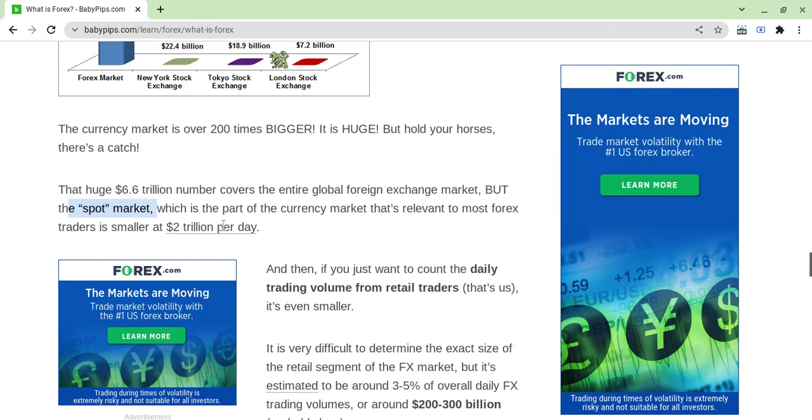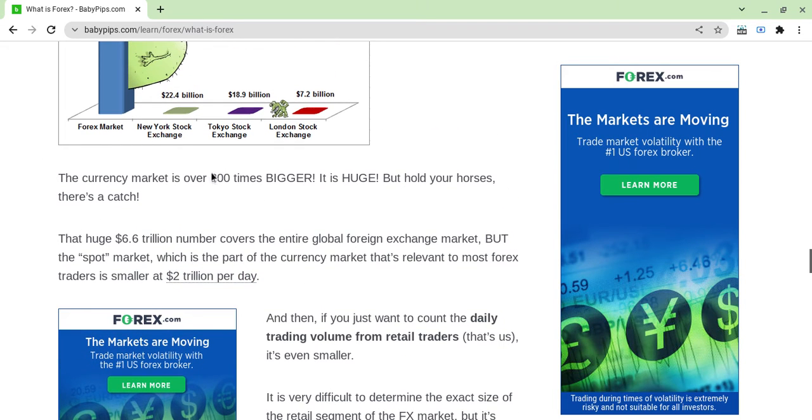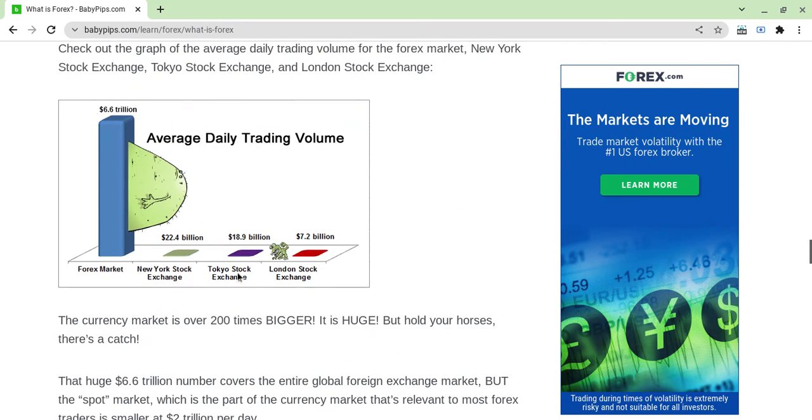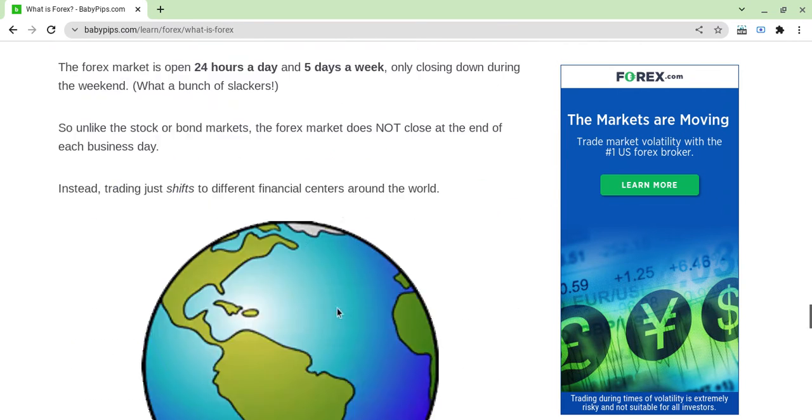But the spot market, which is the part that most of us trade in, is $2 trillion per day. So a lot of us are in the spot market. We do spot trading. That's what it's called. And so our market is much smaller. It's like $2 trillion. Okay. And then it goes even a little bit further than that, 200 to 300 billion, somewhere in there, but still it's bigger than the other markets.